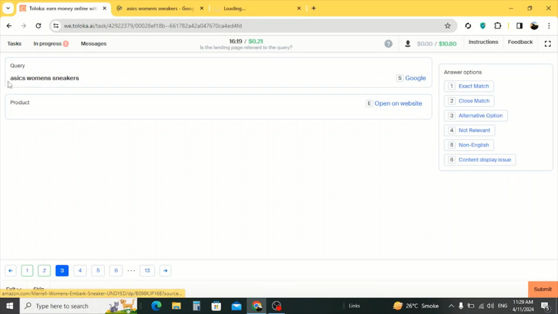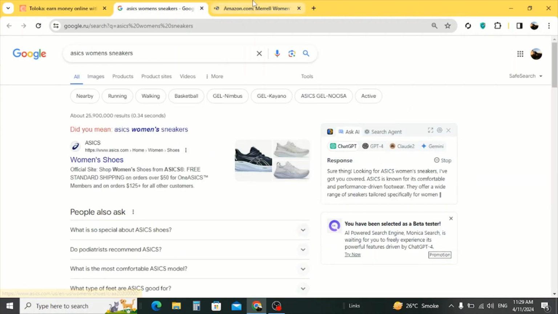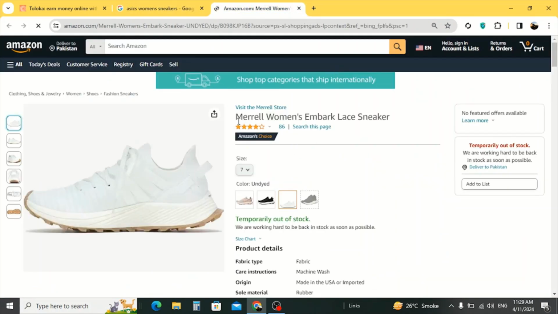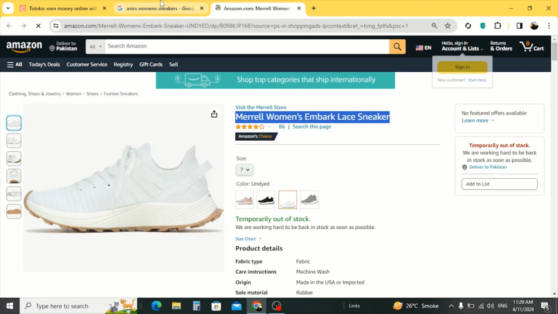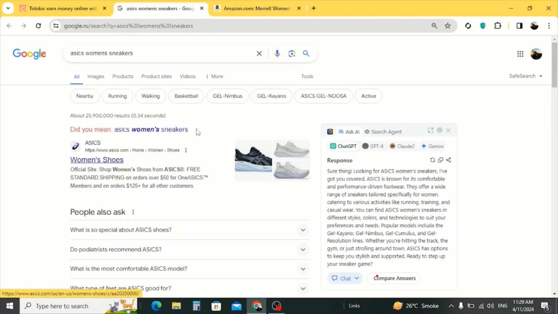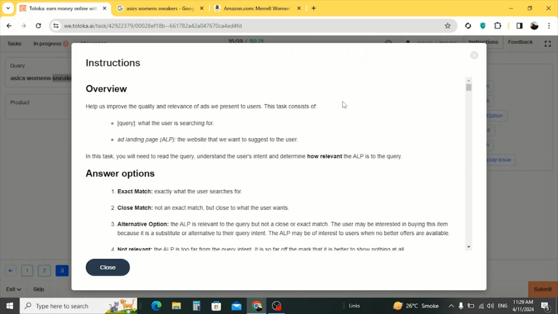Aces women sneakers. Aces is a company, women is the gender, and sneaker is a product. So Aces women shoes. Aces here you can see is a brand, and we are given Merrell women shoes, sneakers basically. So it is more or less a similar thing, but the company mismatches. So why do I go for an alternate option in case of brand mismatch, but the product is the same? Here is the reason.